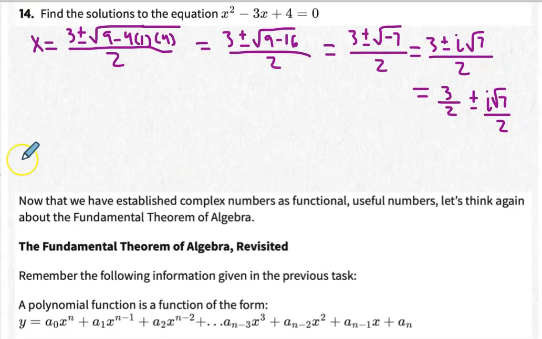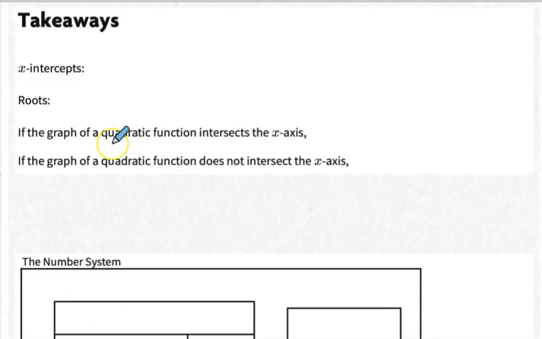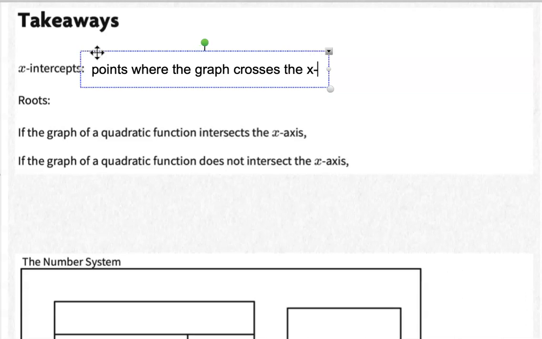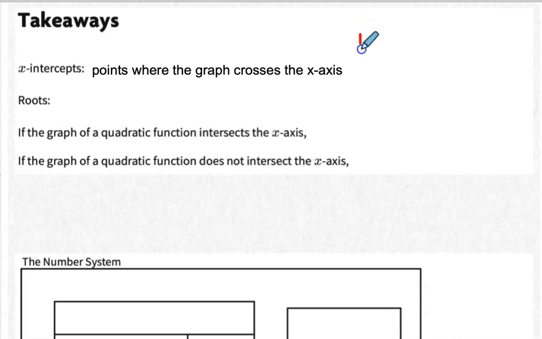All right, so the last thing we're going to look at is going to be on the next page, page 72. So we're going to look at the takeaways here to look at some of our vocab for this lesson. So first up, x-intercepts. So x-intercepts are points where the graph crosses the x-axis. So if you want to draw yourself a little picture, it would be something like these points here. So this point here where my parabola touches the x-axis.